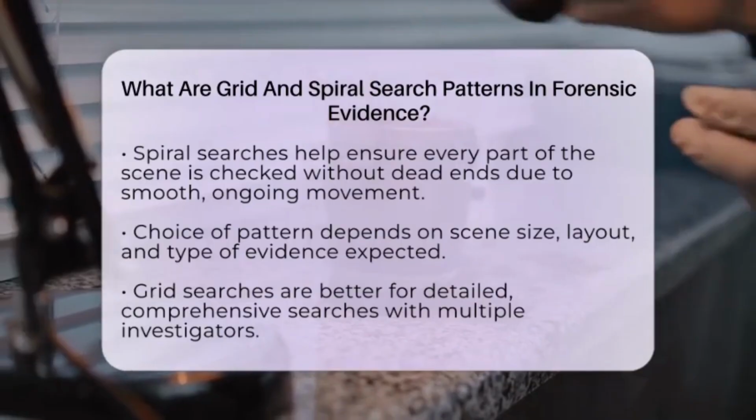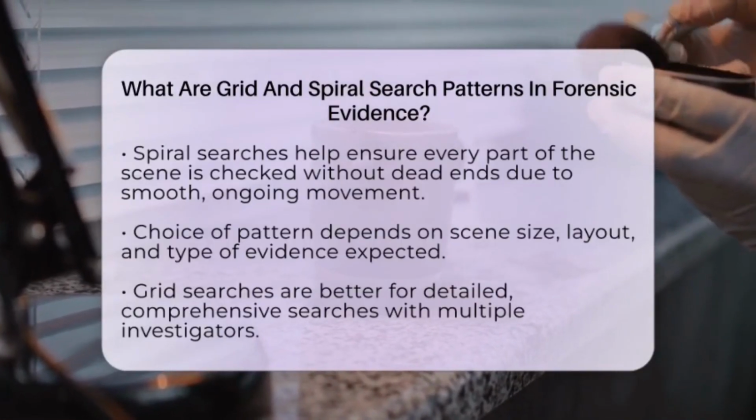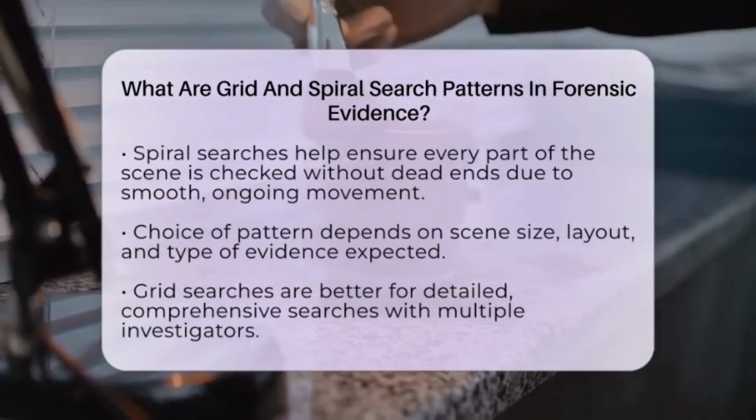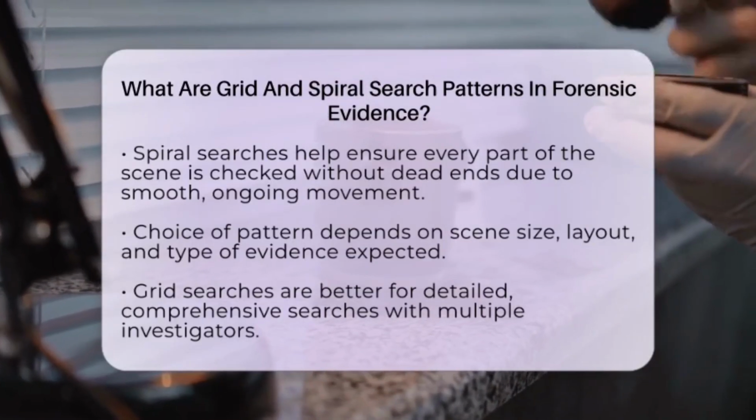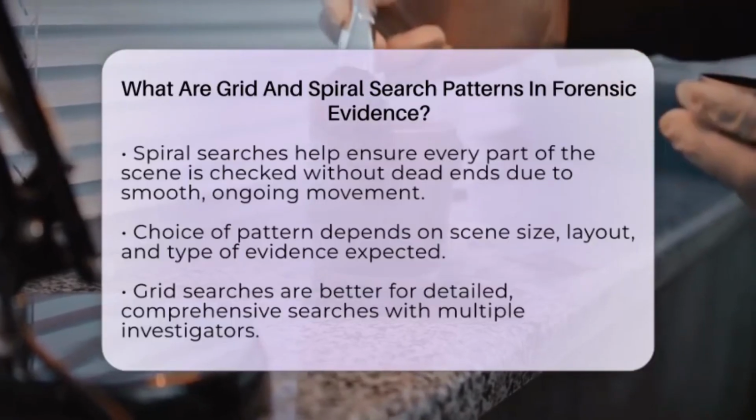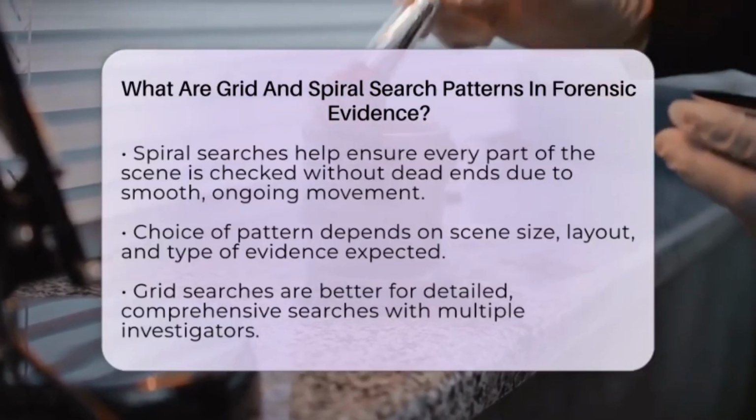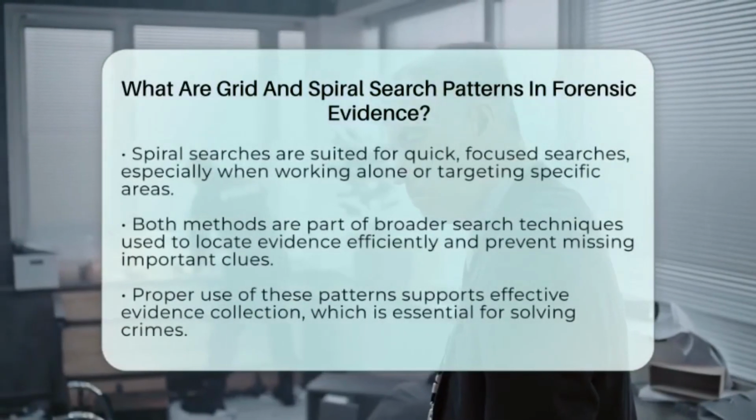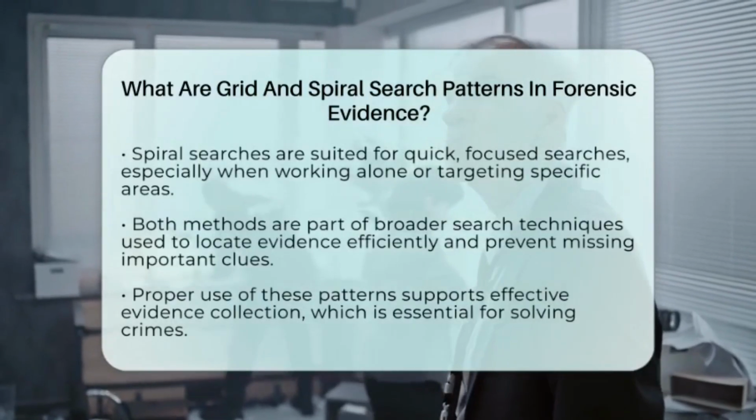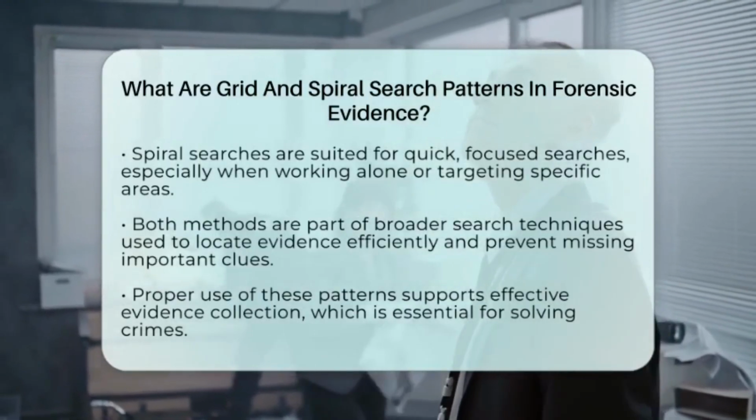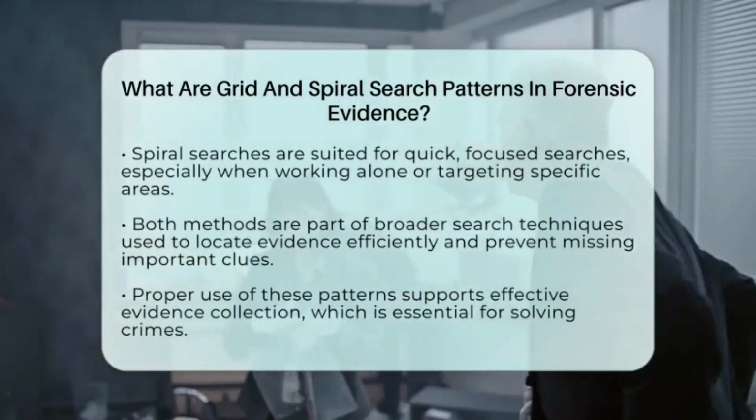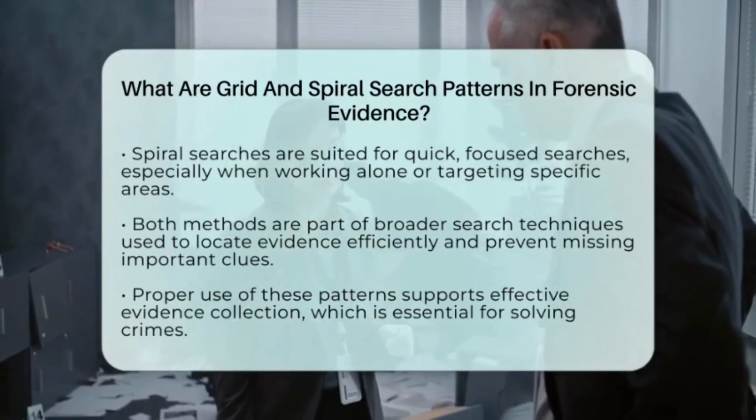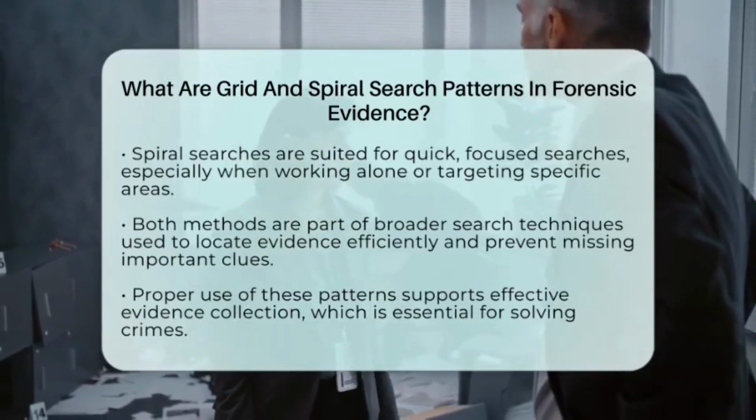scene gets checked. Choosing between these two depends on the scene's size, layout, and what kind of evidence is expected. Grid searches are best when detail is critical and multiple investigators are available. Spiral searches work well for quick, focused searches, especially when working alone or when evidence is likely near a specific spot. Both patterns are part of a larger set of search techniques designed to find evidence efficiently.